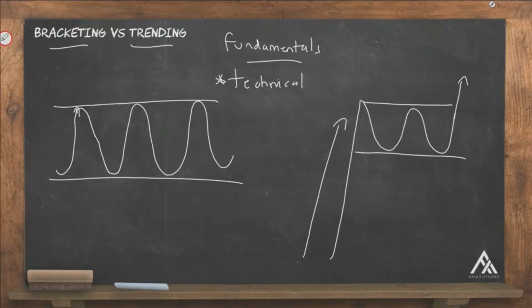So the second type of main reason or cause that we get a market moving from bracketing to trending would be very key technical breaks. Now, what do I mean by key technical breaks? And this is important to understand. I don't mean daily market moves. I don't mean little bits of volatility in the markets or pockets of noise.